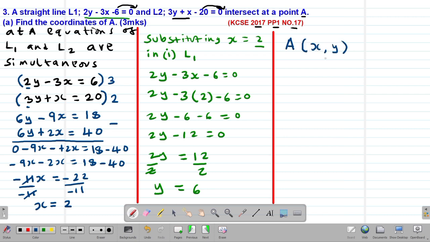comma, y. Therefore, the point A is going to have the coordinates of, our value of x was actually positive 2. So A will be positive 2, comma, our value of y is a positive 6. Therefore, the coordinates of point A is actually 2, 6.